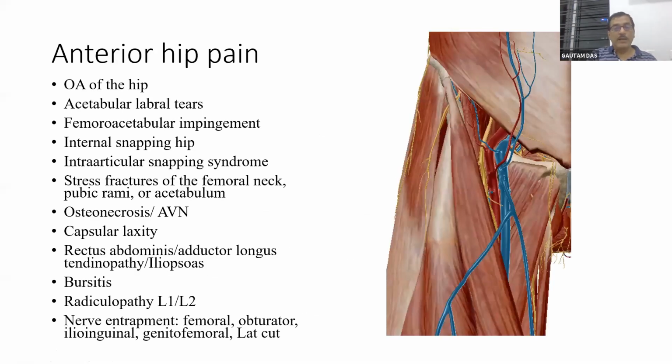Now we will be elaborating on hip pain one by one, the common causes, and we'll be discussing anterior hip pain. In anterior hip pain, osteoarthritis of the hip is very important. Then the acetabular-labral tear. Labral tear means it is the cartilaginous rim, which is called the labrum. And many times the labral tear cannot be diagnosed by X-rays.